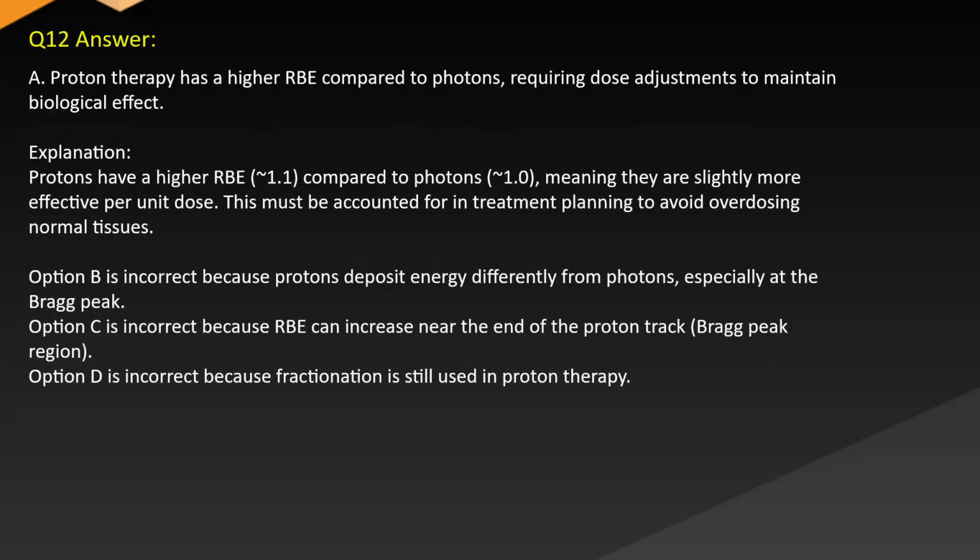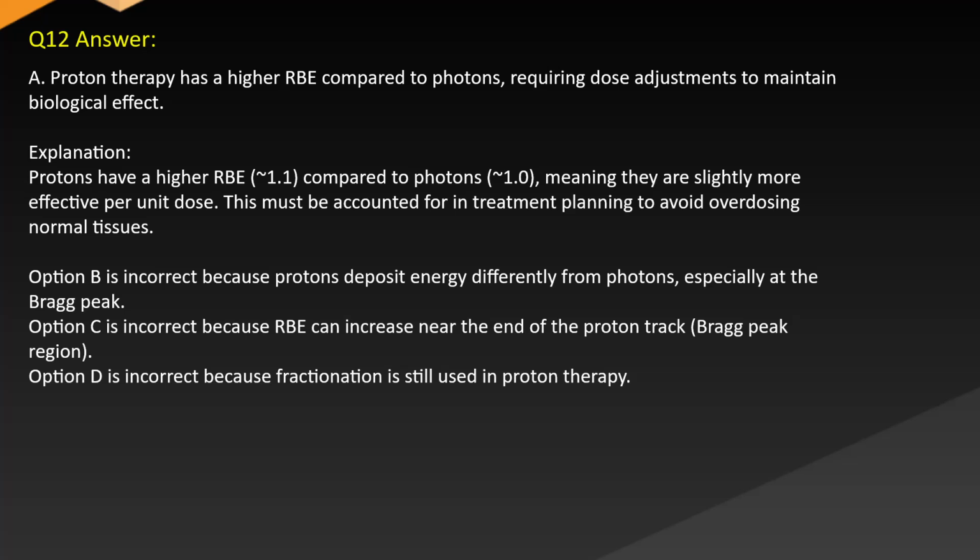Answer A. Proton therapy has a higher RBE compared to photons, requiring dose adjustments to maintain biological effect. Explanation: protons have a higher RBE, 1.1, compared to photons, 1.0, meaning they are slightly more effective per unit dose. This must be accounted for in treatment planning to avoid overdosing normal tissues.